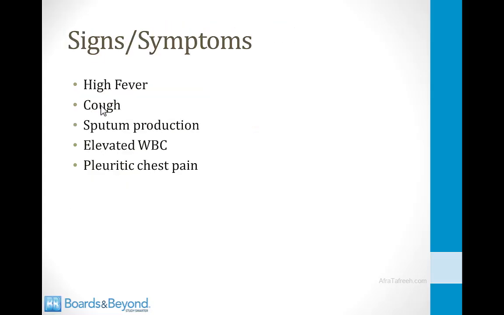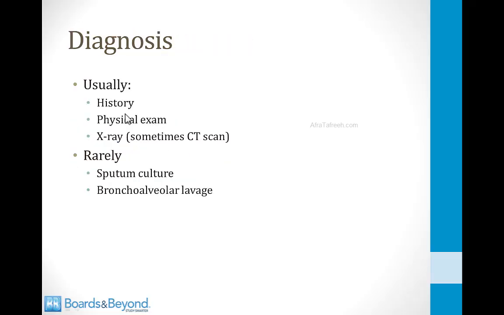The signs and symptoms of pneumonia include a high fever from the inflammation, cough, and sputum production from the lung infection. The white blood count is usually elevated, and patients can get pleuritic chest pain. That's chest pain when you inhale. You stretch the pleura, and if the pleura are involved in the inflammation, it will hurt when you do that. Usually the diagnosis of pneumonia is made just by history and physical exams, sometimes with a chest x-ray. Very rarely we have to also do a CT scan.